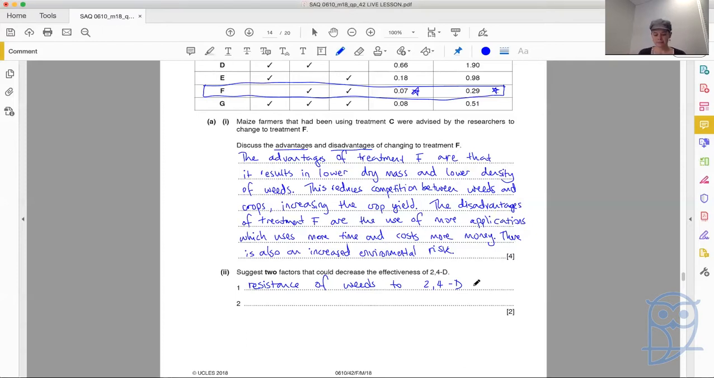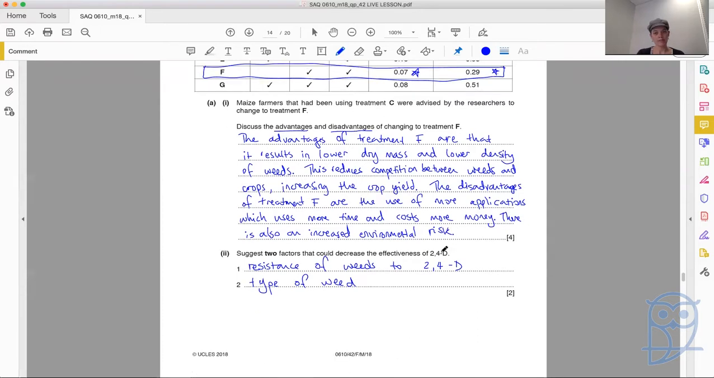But the other one, that's a big one, of course, is that different plants are going to respond differently, in the same way that our weeds and crops respond differently. So different types of weeds might also respond differently, and it's going to depend on what type of weeds the particular farmer is dealing with. So the type of weed could decrease the effectiveness if it is a weed that is potentially not as susceptible. Then it's going to have decreased effectiveness of 2,4-D.